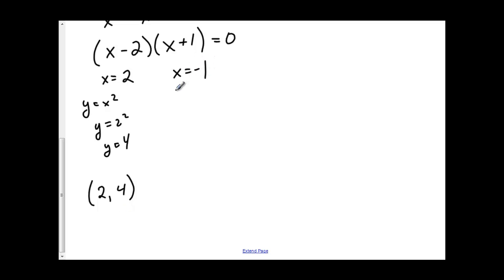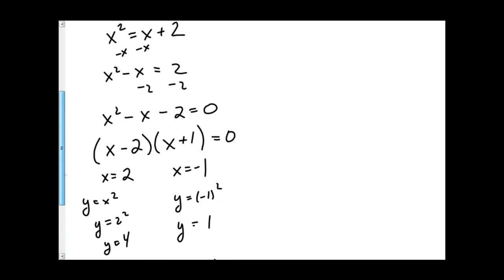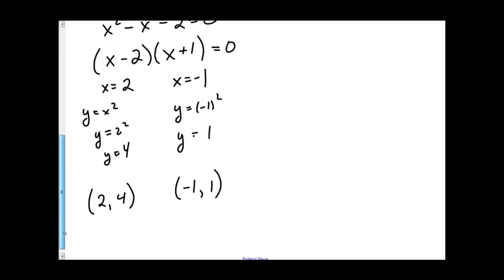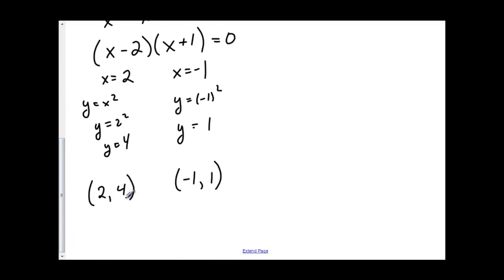I can also put the negative 1 in. So I get y equals negative 1 squared, which means y equals positive 1, which means one of my solutions is negative 1, positive 1. So the solutions that will satisfy both of these equations at the same time are x is 2, y is 4, or x is negative 1, y is positive 1.